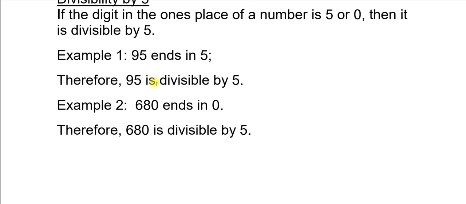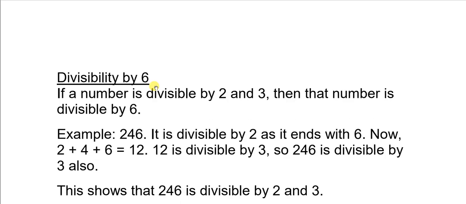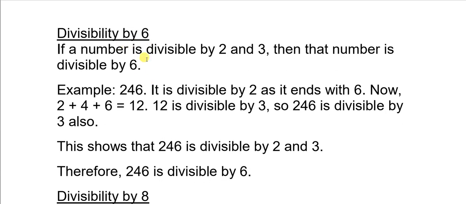Okay. Now the next, divisibility by 6. If a number is divisible by 2 and 3 both, then that number is divisible by 6. What is the condition for divisibility by 6? That the number should be divisible by 2 and 3 both. So two conditions we have to check in this.